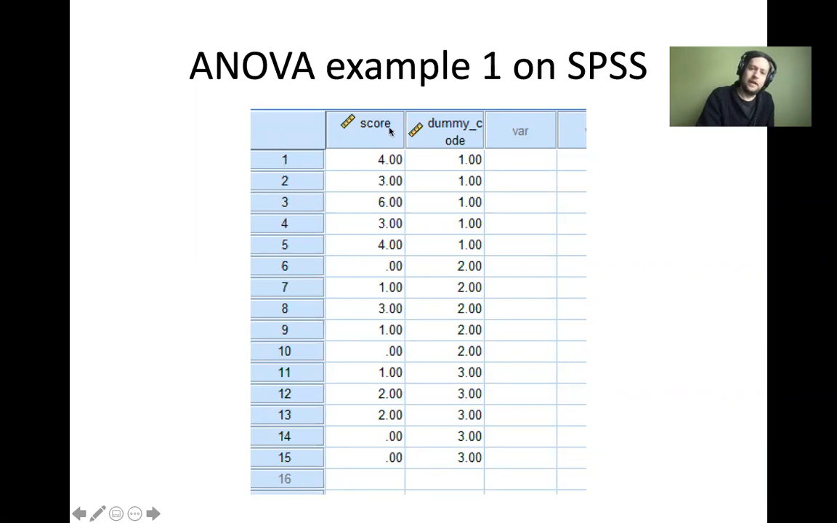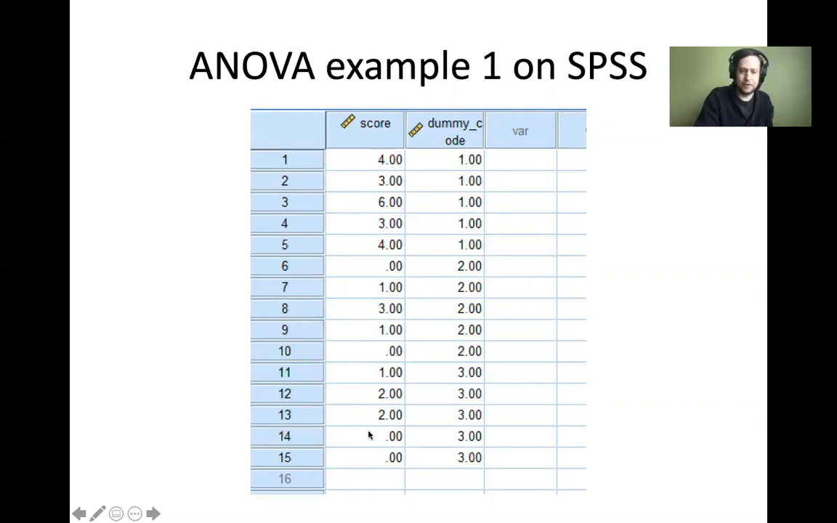So here are the data for example 1 that I just showed you. This is a screenshot of my SPSS. I have a column called score and a column called dummy code. All of the 15 scores from all 3 of the conditions are arranged in the same column. These first 5 scores are the no phone condition. The second scores are, I think, the hands-free phone condition, whatever the second condition was.